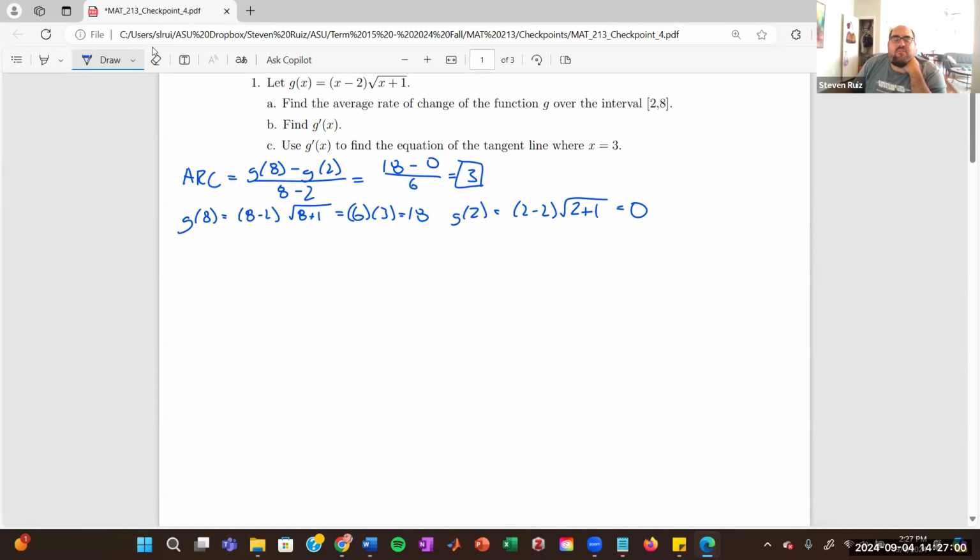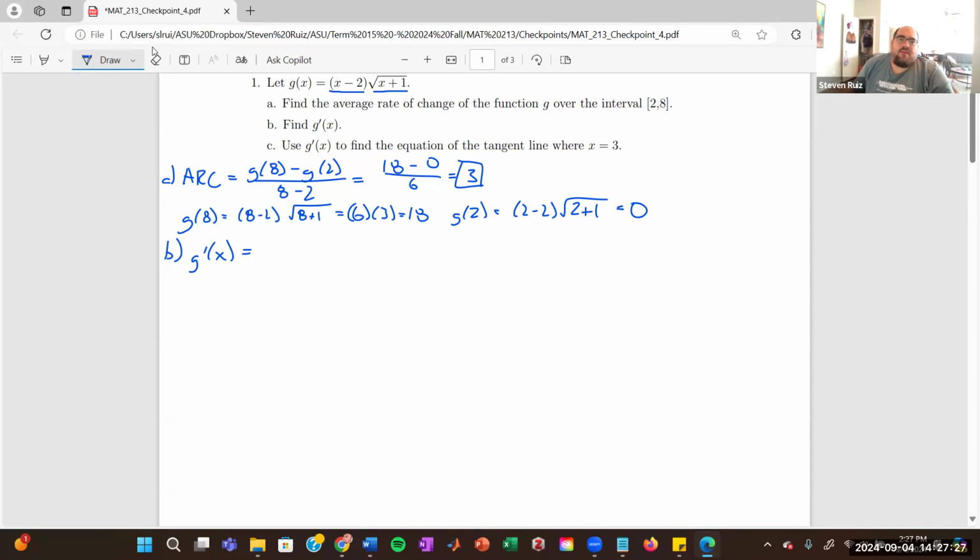All right, now I want to find g prime of x. So the way to find g prime of x is going to come from the derivative. So how do I find derivatives of functions that look like this? We're going to have to use the product rule because I have two functions multiplied by each other. So g prime of x is going to be what? Let me just underline what my two different functions are. I have a square root and I have this x minus 2.